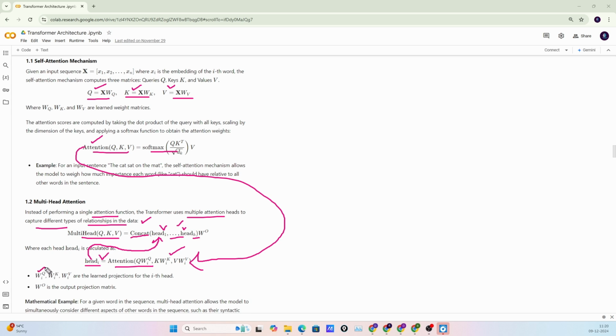So if we are calculating the attention for the first head, then these weights would be Wq1, Wk1, Wv1. And if we calculate for the second head, then this would be Wq2, this would be Wk2, this would be Wv2. So these are the learning parameters, as I explained in the previous section also. During the fine tuning or training of the model, our objective is to find these best weights.